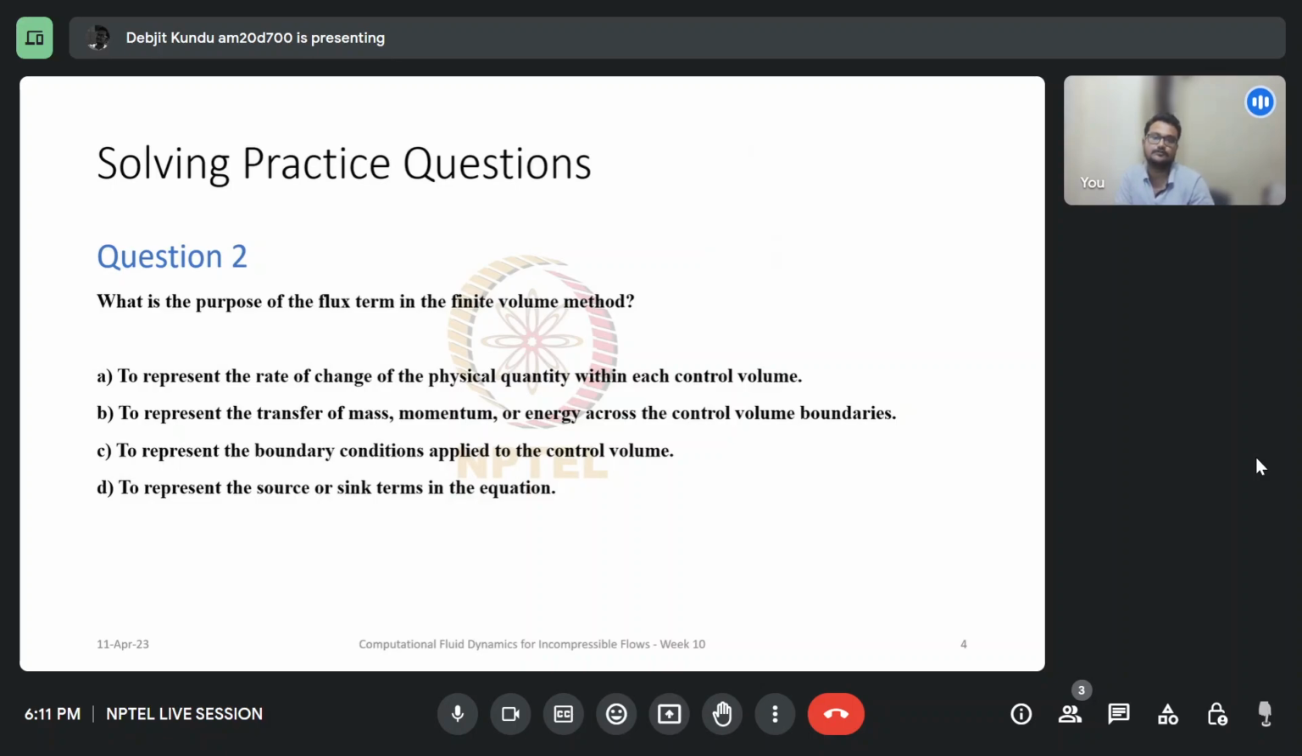The transfer of mass, momentum or energy across the control volume boundaries? The boundary conditions applied to the control volume? Or the source or sink terms that might be present in the equation?